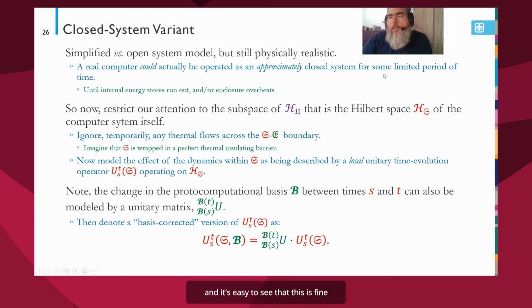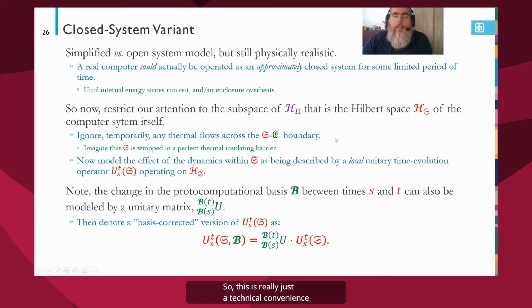And it's easy to see that this is fine because you could always draw the boundary around the system far enough out that having that be a closed boundary has no impact on the actual practical operation of the computer, right? So eventually things may break down if you have too much heat building up in that system, but you could keep running fine for a long time. So there's nothing fundamental about the physics of a computer that has changed when you have a closed boundary around it versus an open boundary.